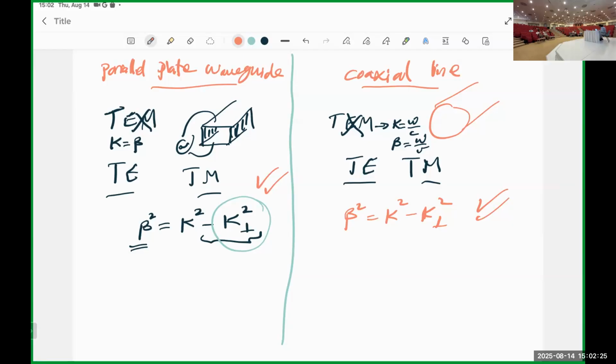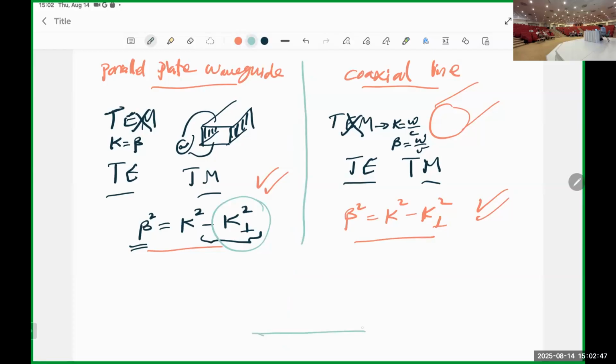Now you have this relation here. This is what we call the dispersion relation. And how to plot this? If you plot, let me remove part of this line. Hopefully I can do it. Oh, it's all gone.